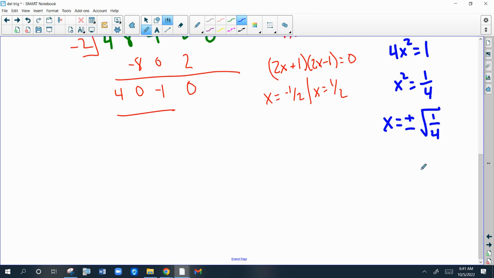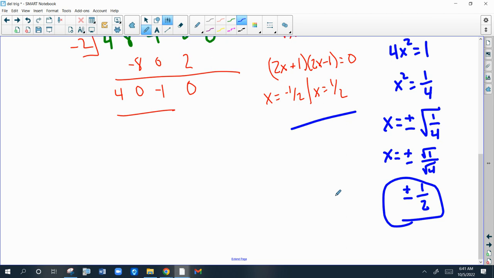So if you have the square root of a fraction, you can take the square root of both the top and bottom separately. So I'm thinking square root of 1 over square root of 4. And the square root of 1 is definitely 1. And the square root of 4 is 2. So I still get the plus or minus 1/2 that I got up here.